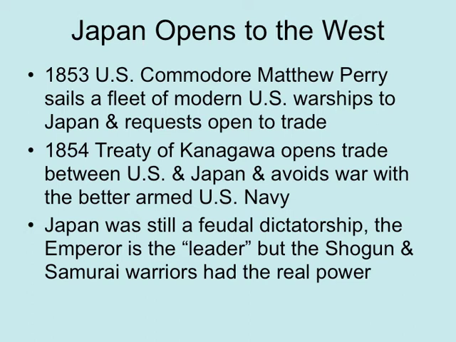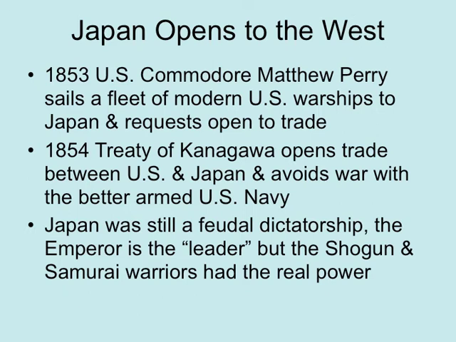Now, at first, the shogun's like, yeah, I don't think so. But then Matthew Perry shows him the warships and all of their guns and says, you know what? I'm going to come back in a year and ask you again. So in 1854, we get the Treaty of Kanagawa, which opens trade between the U.S. and Japan. And Japan does that to avoid war with the better armed U.S. Navy.